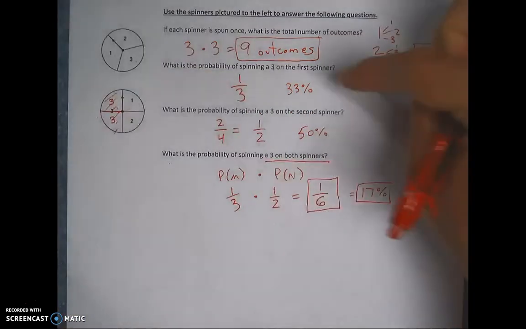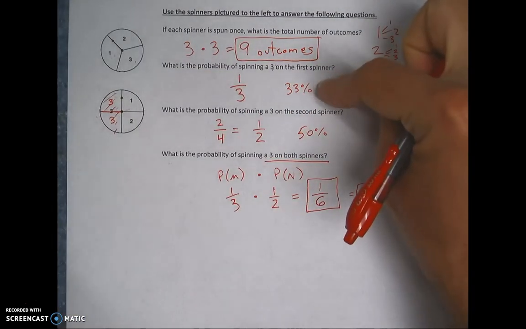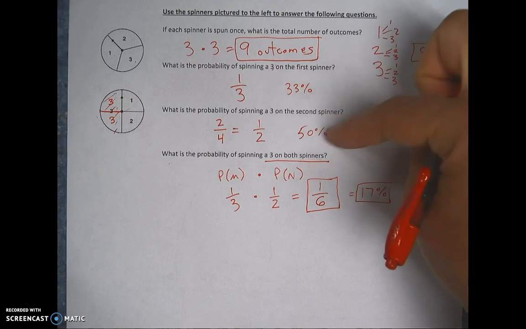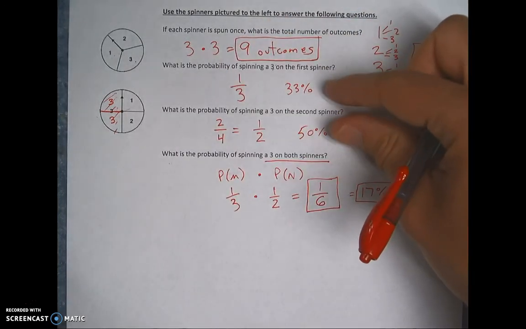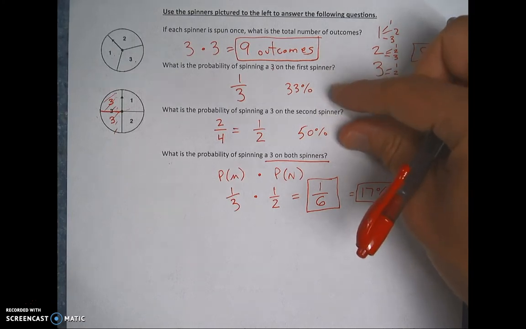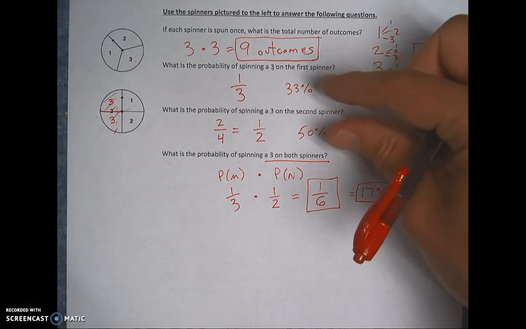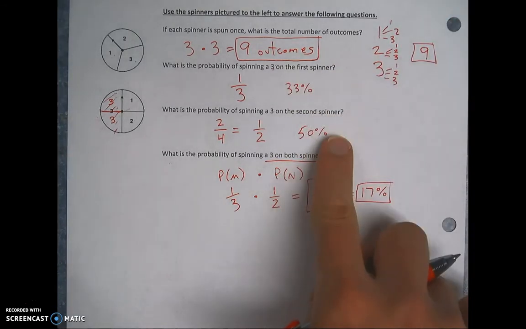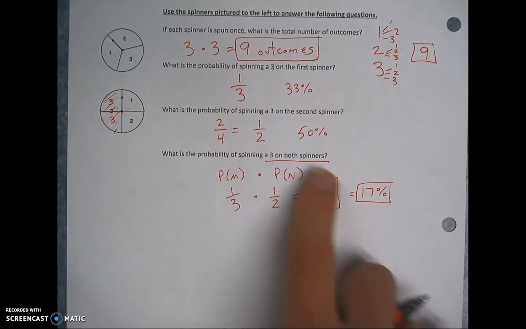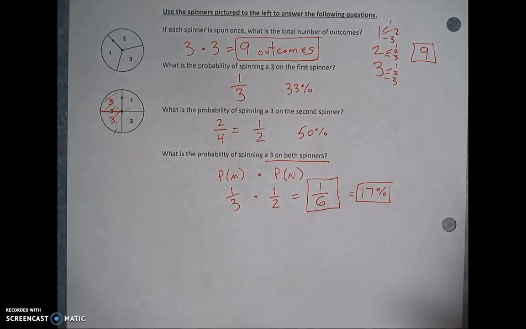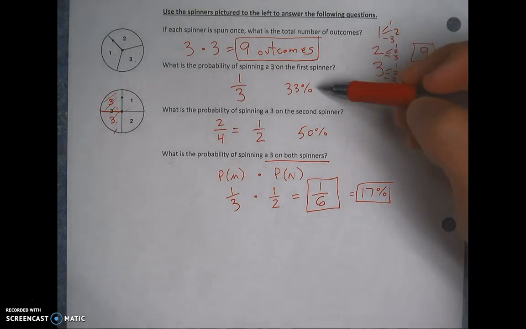So you have a 33% chance of getting a 3 on your first one. You have a 50% chance of getting a 3 on your second spinner. So those are pretty high percentages. They're not more than half. They're not likely, but they're not super unlikely either. But the chance of getting them back to back, so you get 33% and then you get 50%, it goes all the way down to just 17%. You have just a 17% chance of them happening back to back.